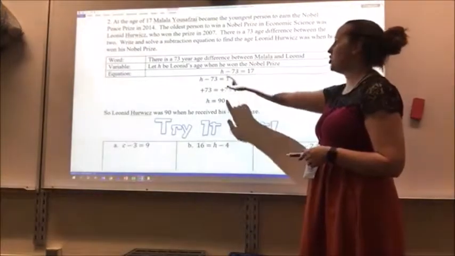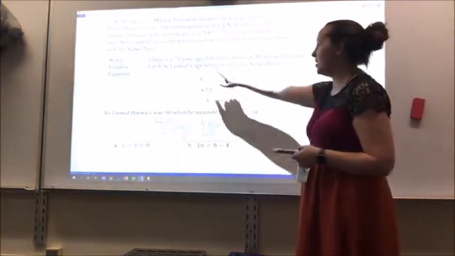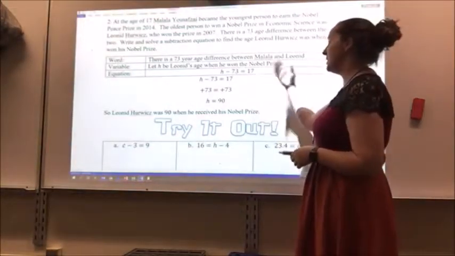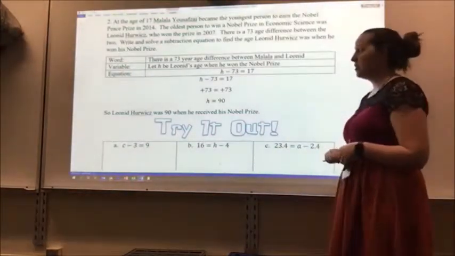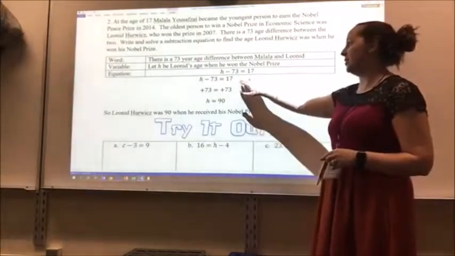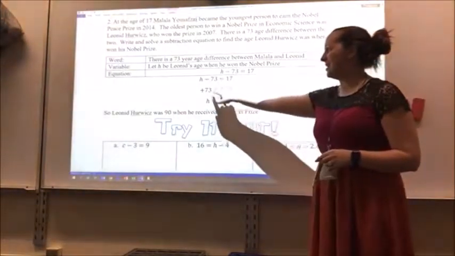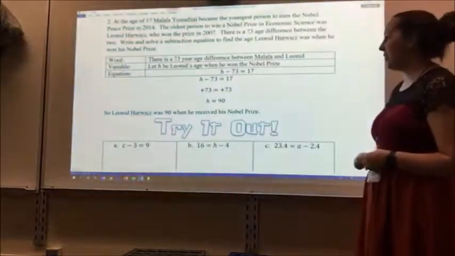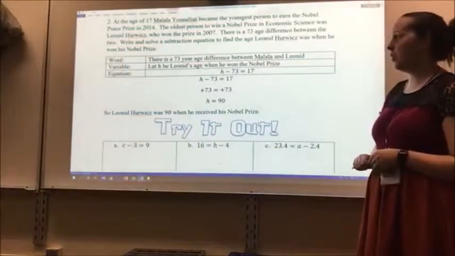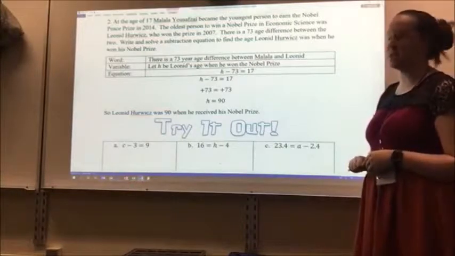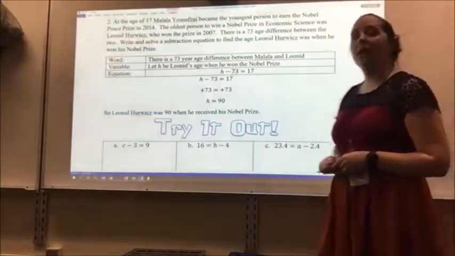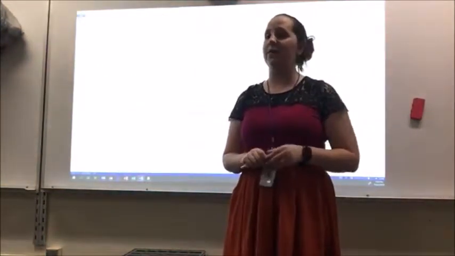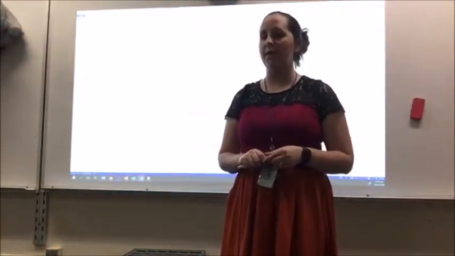My equation is h, which is Leonard's age, minus 73, because that's the age difference, equals 17, which is Malala's age. So my equation is h minus 73 equals 17. I add 73 to both sides, which cancels it out on this side. So h equals 90. Leonard Horowitz was 90 when he received his Nobel Prize. There are a couple of try-it problems below. Go ahead, pause the video, try them out, and when you're done, we'll go over the answers together.